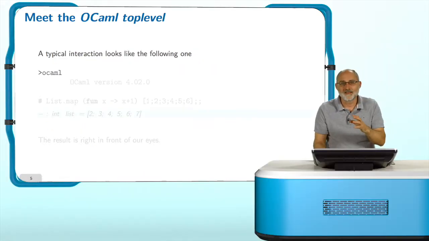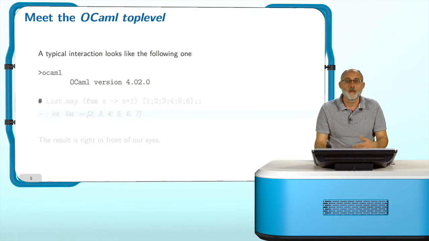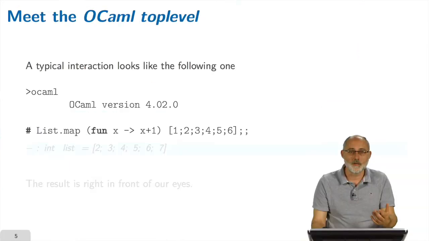So let's see a typical interaction, what using this top level really looks like. Well, if you have OCaml installed on your machine, but it is not needed for this course, you run OCaml. Then you get a banner like this one that tells you this is OCaml version 4.02.0. Then you have this prompt, here, this number sign, just telling you, I'm listening, please type in some piece of a program. Then you can type a program in, or a phrase, like this one.